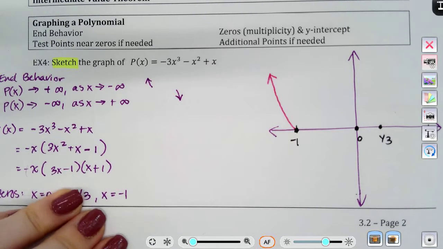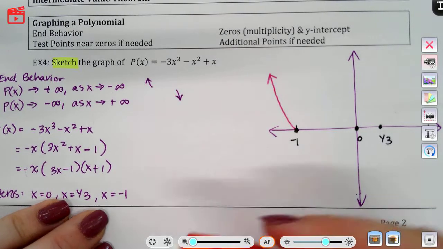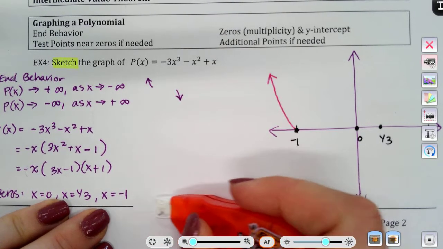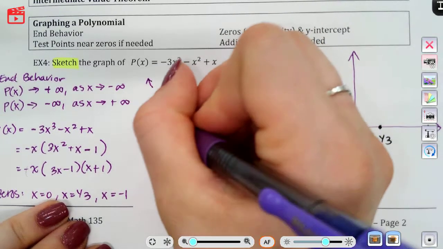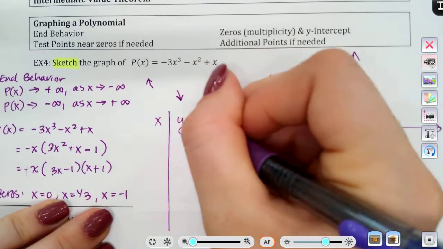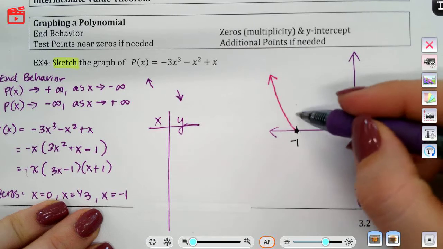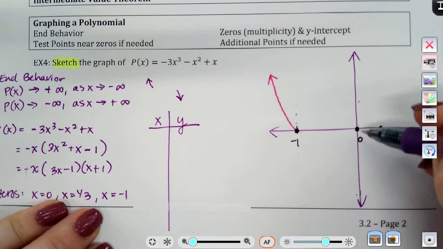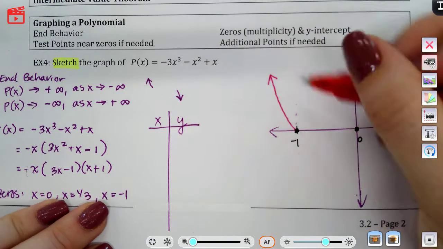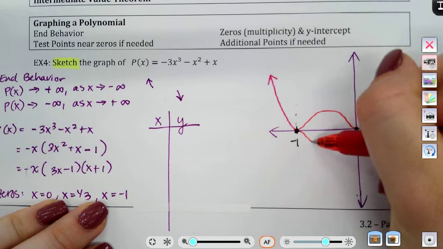Well, to check that, let's go ahead and find a test point. Because I don't know if it should be above or below. Okay, I'll pick a test point in between these 2 points because this is the section right here that I don't know if it should be above or below. Okay, so I'm just going to go ahead and draw in my 2 options. I have this option, or I have this option.